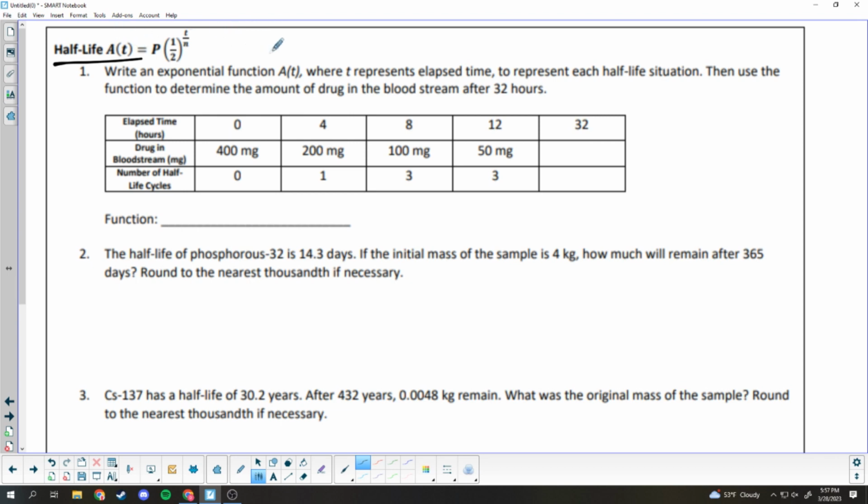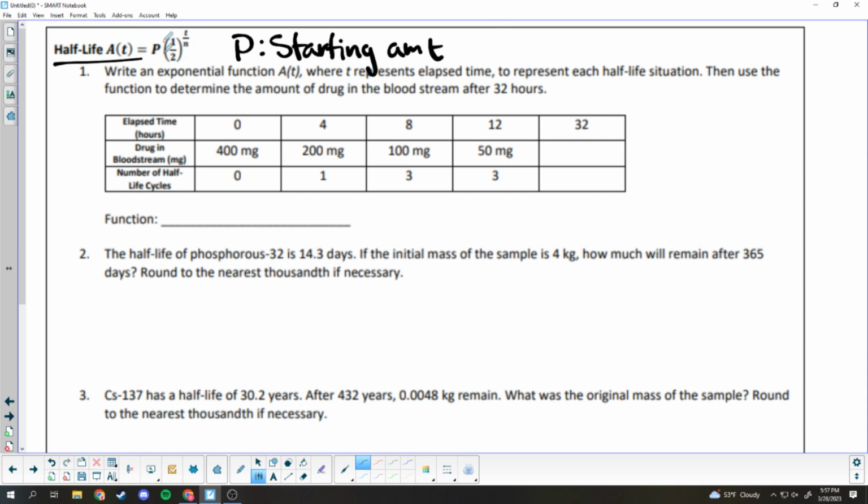So A of t is just the amount, the left side. So you're going to be solving for that all the time. It's just a function. So really what you have to worry about is P to start, this big P. That is your starting amount. It's the number that isn't raised to a power, just hanging out in front. In the next two questions, it'll also be the starting amount. We might use a different letter for it though.